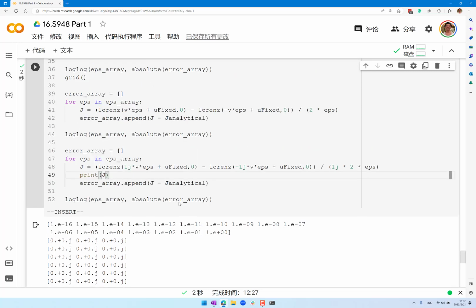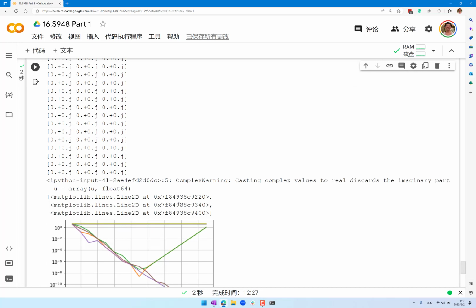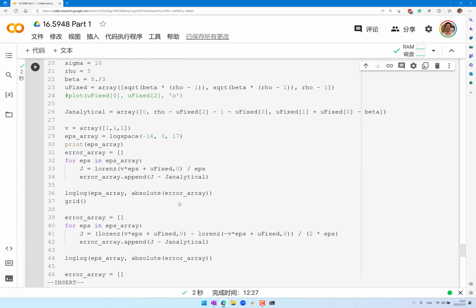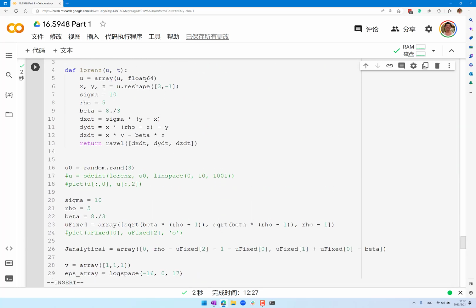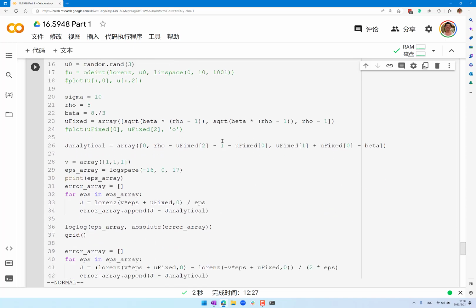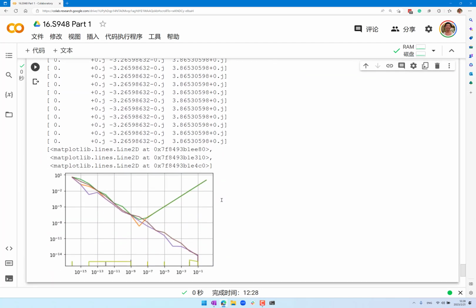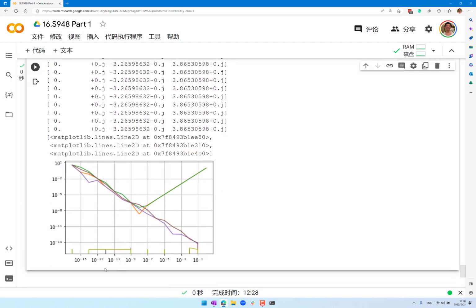Something isn't right. Why am I getting a bunch of zeros? Oh, I made it a float 64. That's why it removed all the imaginary components. So let's actually do this again. Yeah. Okay. So what you can see is that the error is actually all the way down here, right? 10 to the minus 15. Why did I achieve that?